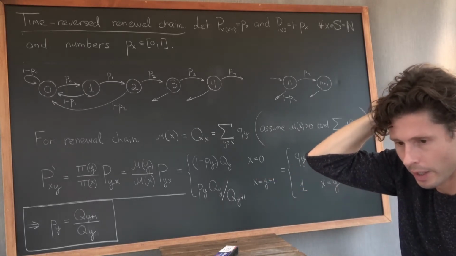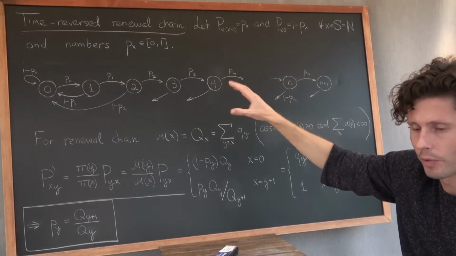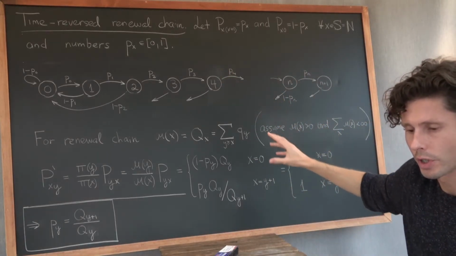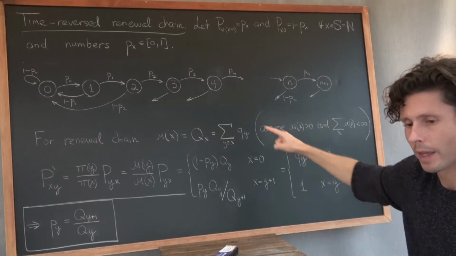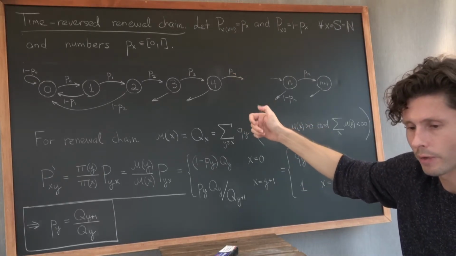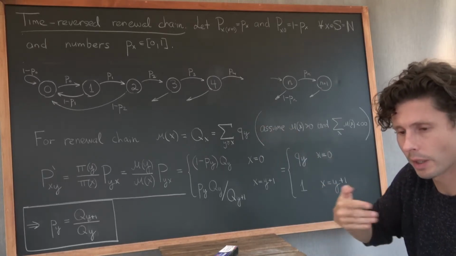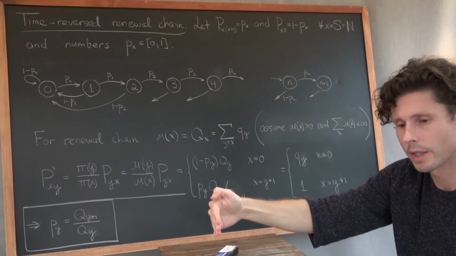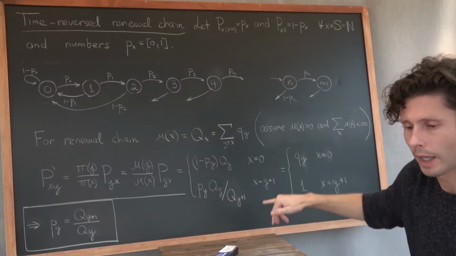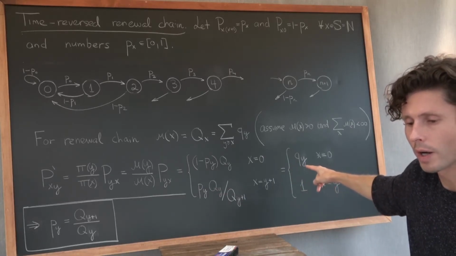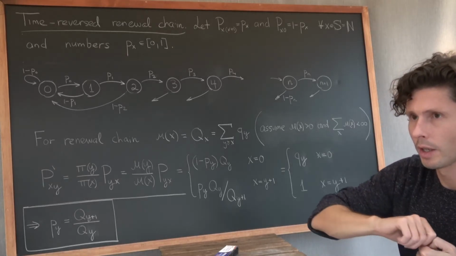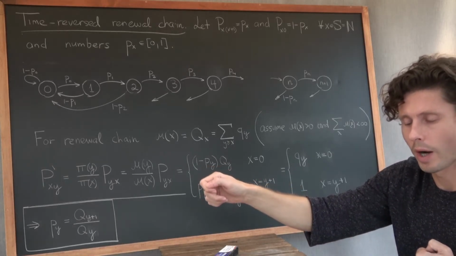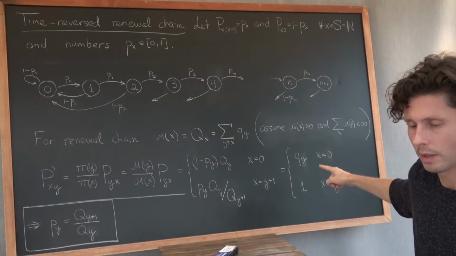So that's what we're trying to do. We're trying to guess what the general time reversed chain looks like, and then reverse engineer back and find a relationship between these q's and these p's. These are the probabilities for my coin flips that let me move forward in the time reversed renewal chain, and these probabilities, little qy's, are the ones with which the original renewal chain sends me to state y from state 0.